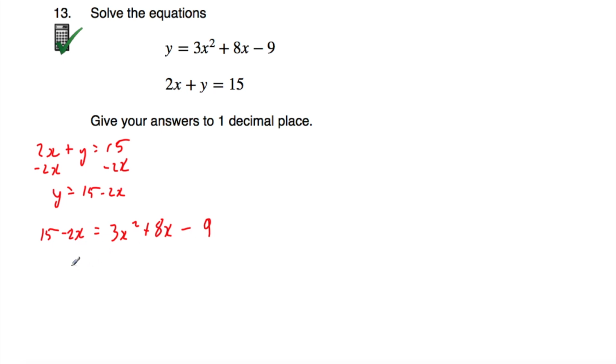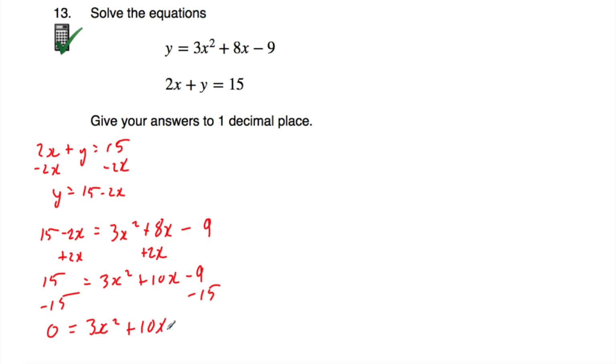Okay, now let's solve this. So let's bring everything to the right hand side. So if we add 2x to both sides, we're going to be left with on the left hand side 15, and on the right hand side we'll have 3x squared plus 10x minus 9, adding 2x there. And then if we take away 15 and take away 15, we're going to get on the left hand side 0, which is what we wanted. And on the right hand side, we're going to have 3x squared plus 10x. We had minus 9, we're taking away another 15, so it'll be minus 24. Fantastic.